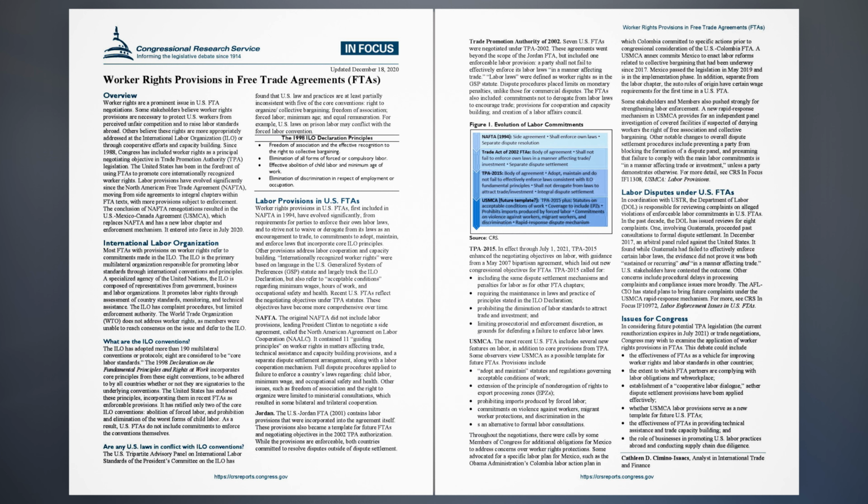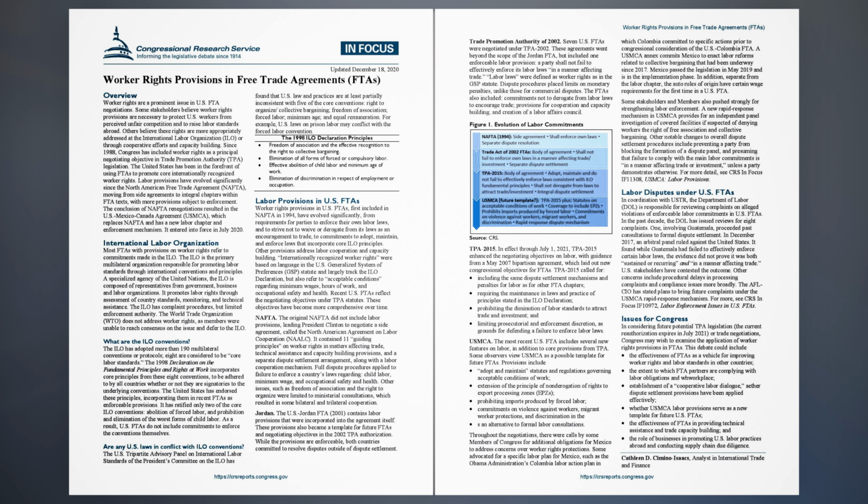In addition, separate from the labor chapter, the Auto Rules of Origin have certain wage requirements for the first time in a US FTA. Some stakeholders and members also pushed strongly for strengthening labor enforcement. A new rapid response mechanism in USMCA provides for an independent panel investigation of covered facilities if suspected of denying workers the right of free association and collective bargaining.